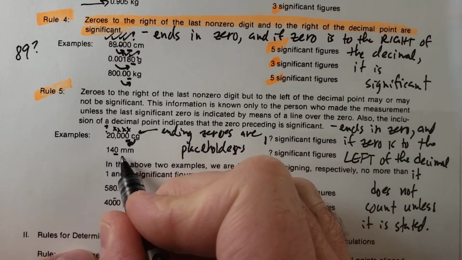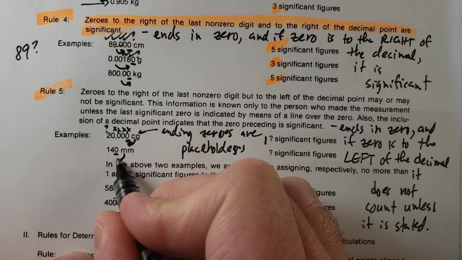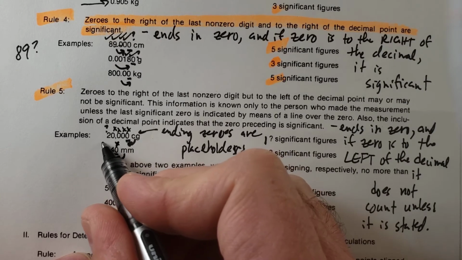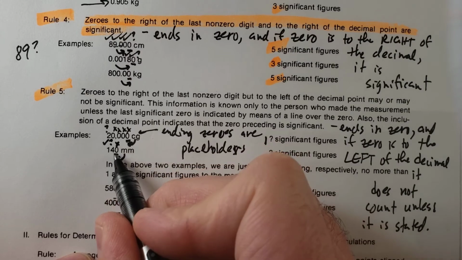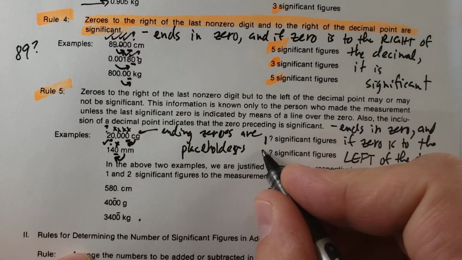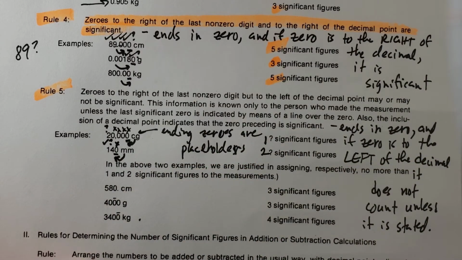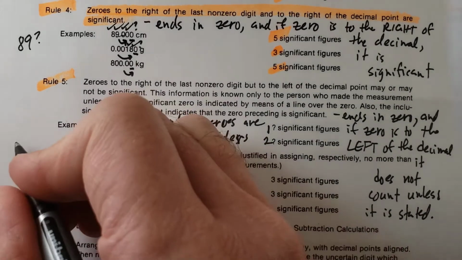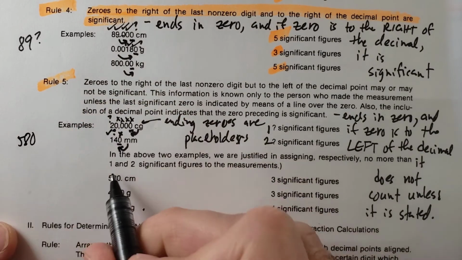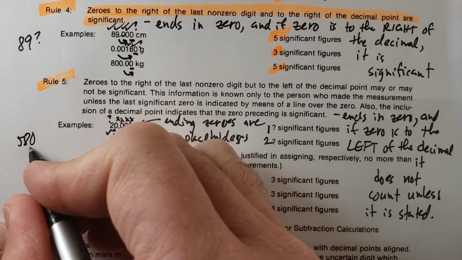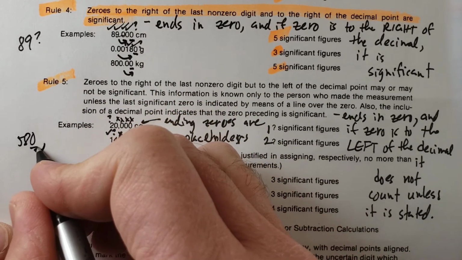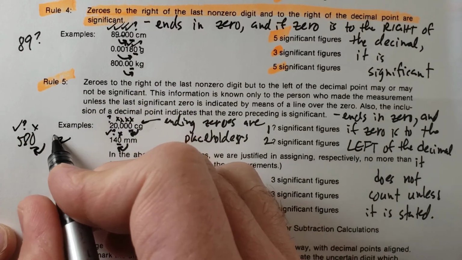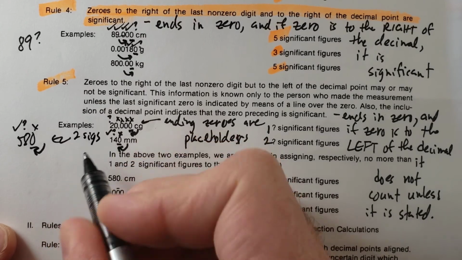Over here in number 140, it ends in 0, but that 0 is to the left of the decimal. So again, it's a placeholder. Just the 1 and the 4 count, the 4 being the guessed digit. So that is only 2 sig figs. Let's say we had the number 580, kind of leading to what we have down here. It ends in 0. That 0 is to the left of the decimal, therefore it doesn't count. So we have 2 sig figs there.